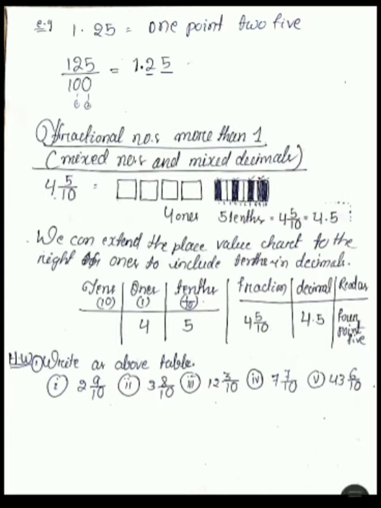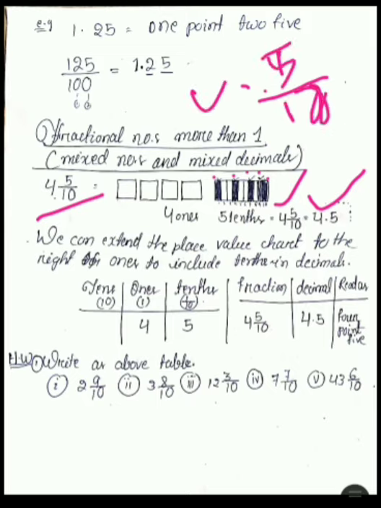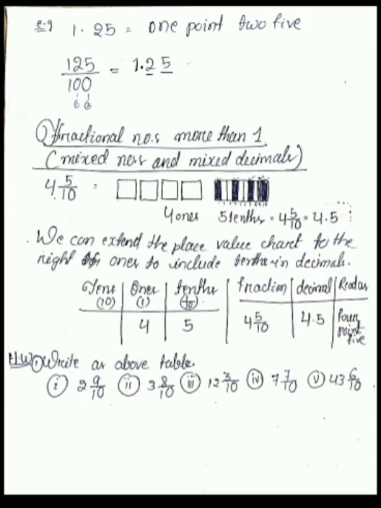5 tenth means what? Out of 10 parts, 5 parts are shaded. Okay. Here 1, 2, 3, 4, 5 parts are shaded. Okay. So this one is our 4 whole 5 by 10. That is our mixed number. How do you have to write it as a decimal? It will be 4.5, because after the point it is 1/10. Okay. So it is 5 by 10th. Here 4.5 you can write it.